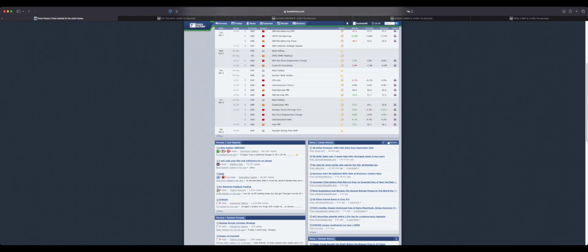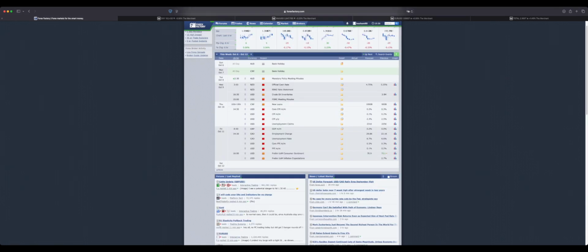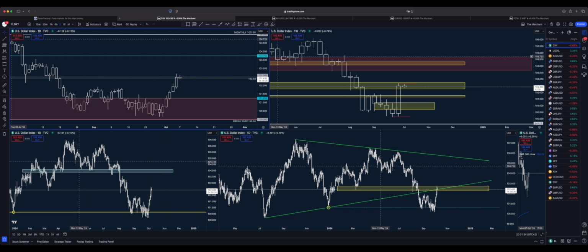Just to remind you that last week the non-farm payroll was very positive news, and we have seen a big bullish move on the US dollar. Now let's move to this chart.